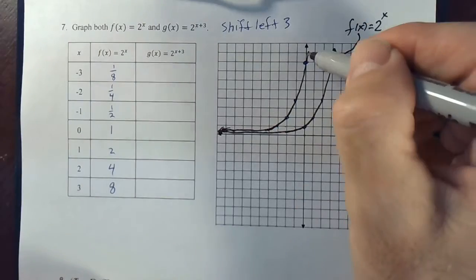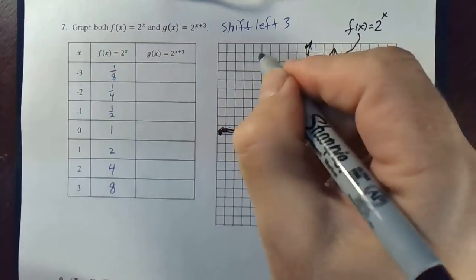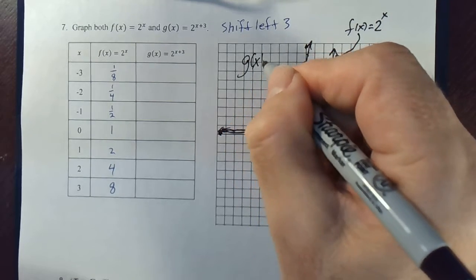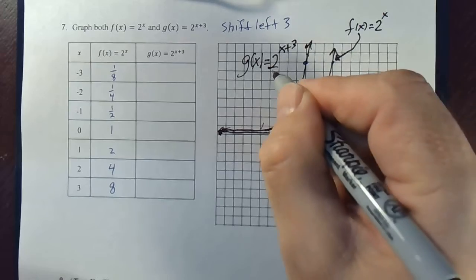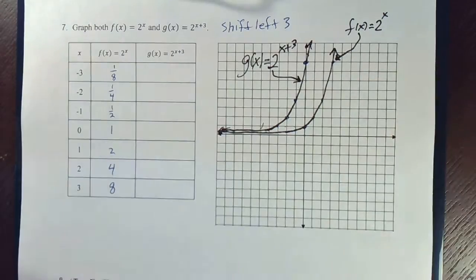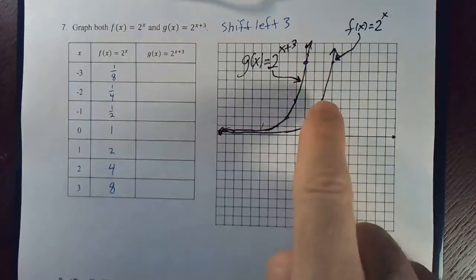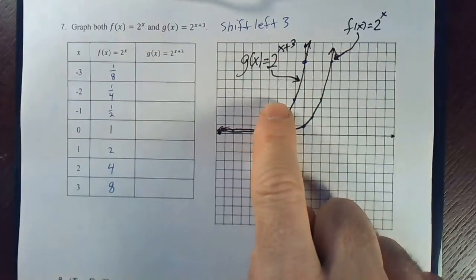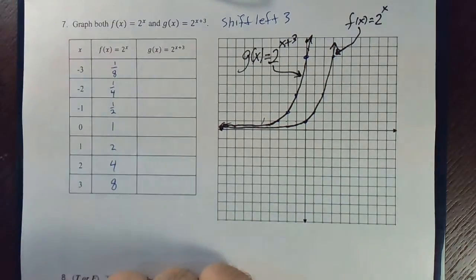This one will always be just slightly above the graph of x. g of x is 2 to the x plus 3, that graph right there. So it should be fairly clear that the graph of g is the graph of f just shifted 3 units.